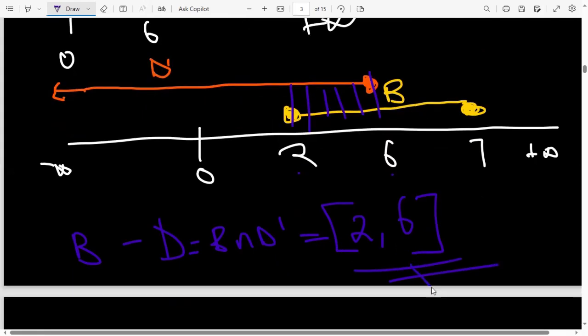So this here will be our answer. That's our B minus D. Any questions there, guys?